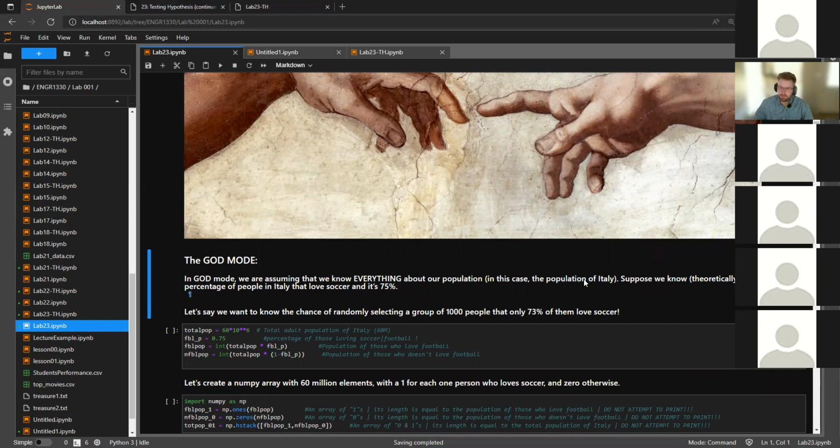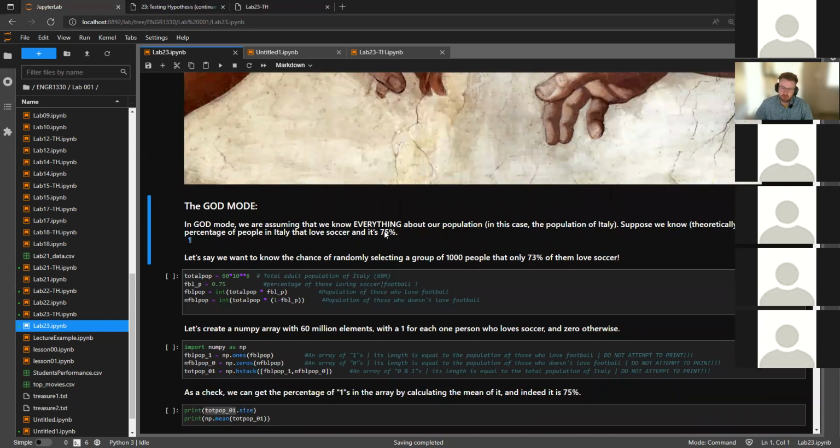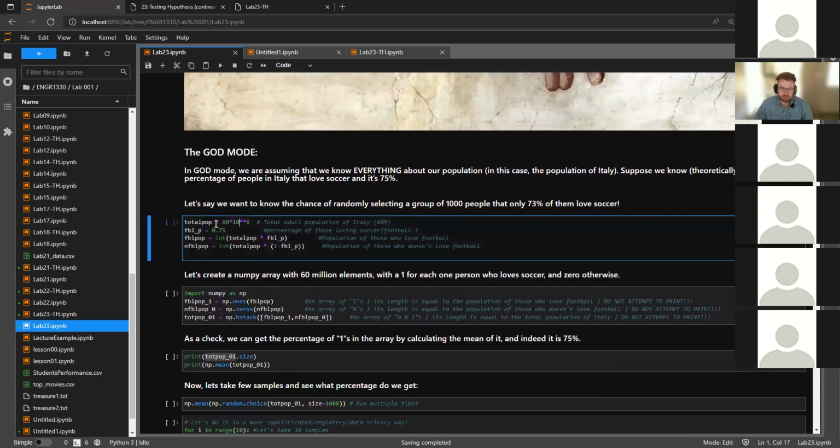So let's assume that. Let's suppose we know exactly that the percentage of people in Italy that love soccer is 75%. So let's get our variables in place. We know the total population, 60 million. We know the percentage of people who love soccer is 0.75. And then we can say the population that loves football is the total population times 0.75. And then the total population that doesn't is going to be everything, 1 minus that, right?